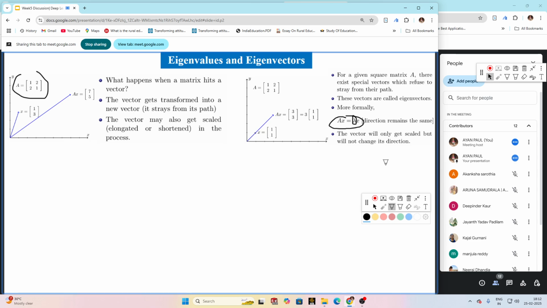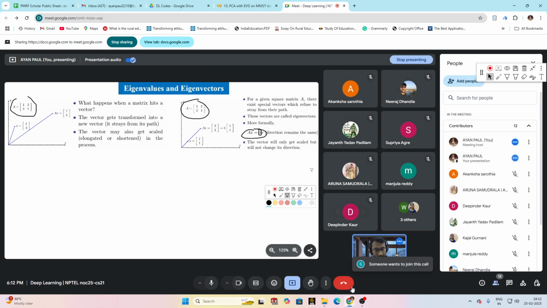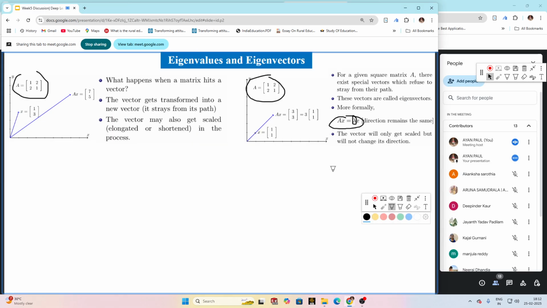Okay, so this eigenvector and eigenvalue are the characteristics of a matrix. So this matrix A has an eigenvector, that is x, that is 1 comma 1, and it will have an eigenvalue, that is lambda, and this lambda will be equal to 3. So this is the theory related to eigenvectors and eigenvalues.